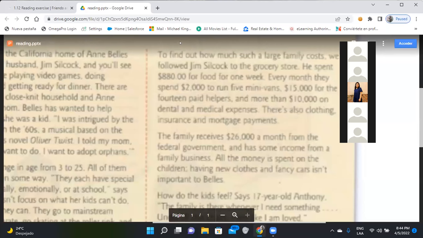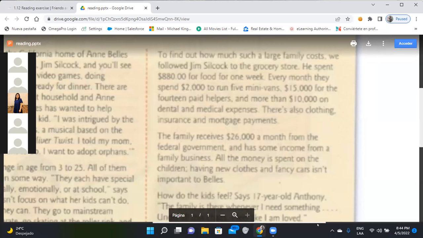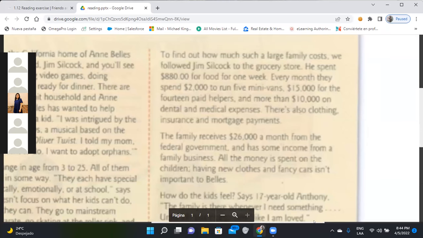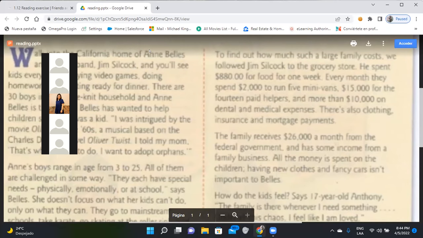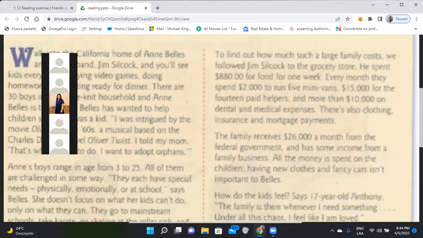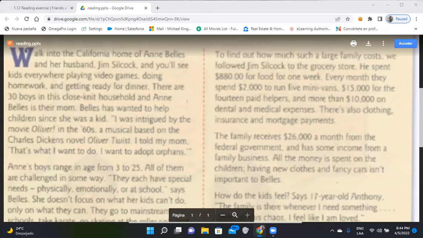To find out how much such a large family costs, we followed Jim to the grocery store. He spent $880 for food for one week. Every month, they spend $2,000 to run 5 minivans, $15,000 for the 14 paid helpers, and more than $10,000 on dental and medical expenses. There are also clothing, insurance, and mortgage payments.